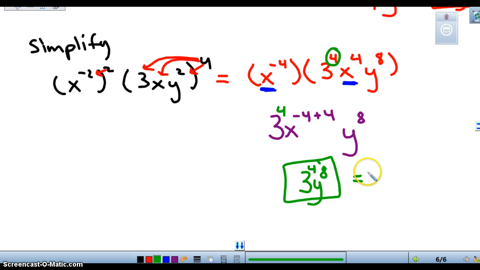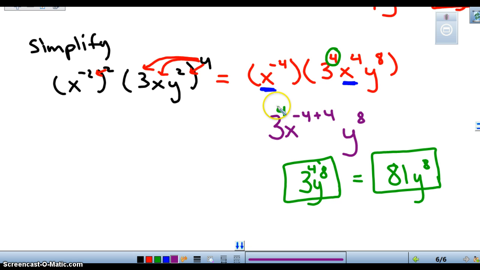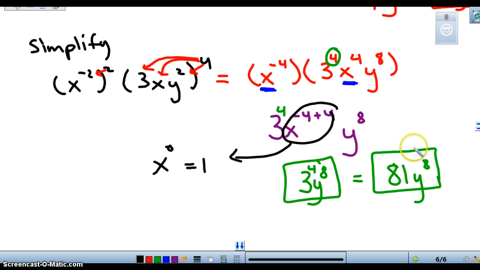What's 3 to the 4th power? 81. Y to the 8th. So notice how I forgot this exponent right here. It's a very common mistake. So the question was, what happened to x? Right here, this x is equal to x to the 0 power, and x to the 0 power equals 1. That's why it disappeared from the answer.